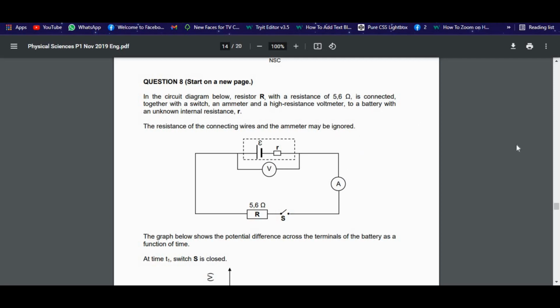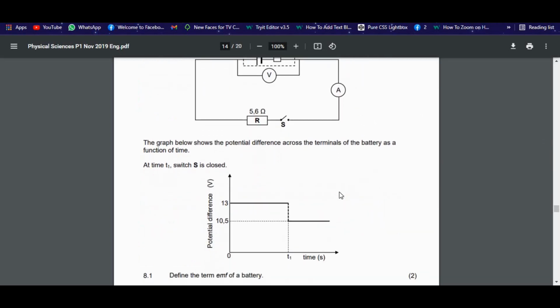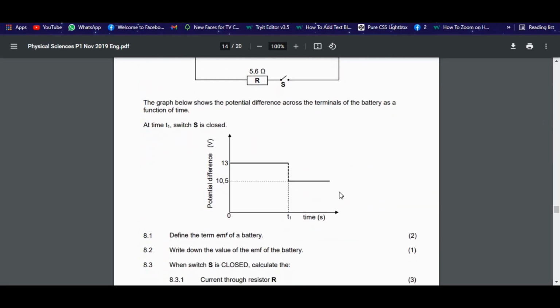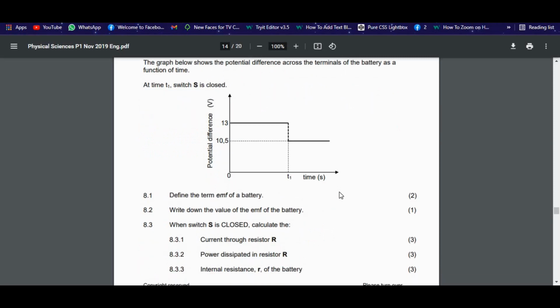We can ignore the resistance of the wires, they're quite negligible, and they give us a graph. The graph shows the potential difference across the terminals of the battery as a function of time. So we have voltage, potential difference, at 13, then over time we see the voltage drop to 10.5. First question: define EMF of a battery.